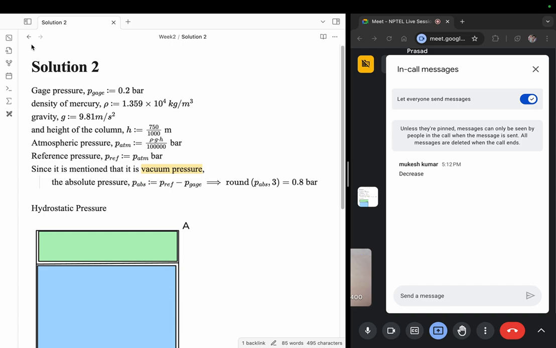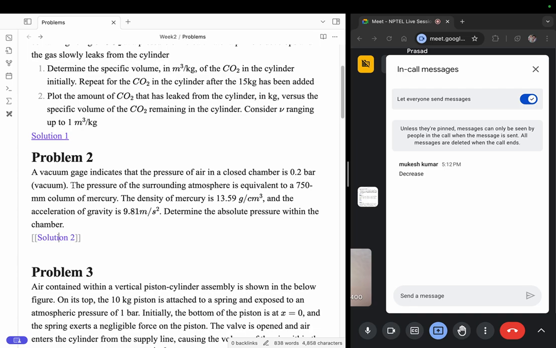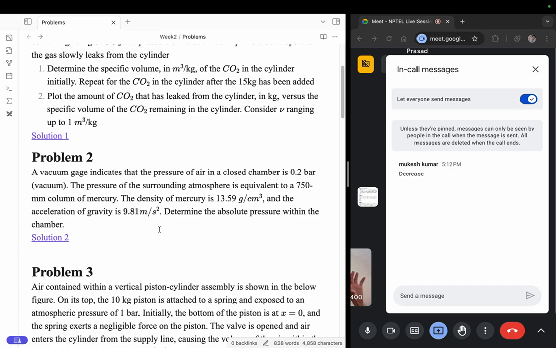Sir, should this atmospheric pressure be equal to rho g h by 10,000, or 10 to the power 5? Yeah. So in the question here, they told that the pressure of the surrounding atmosphere is equivalent to 750 mm column of mercury, and so on. So it is provided in the question itself that the atmospheric pressure can be taken as a hydrostatic pressure of 750 mm column of mercury.